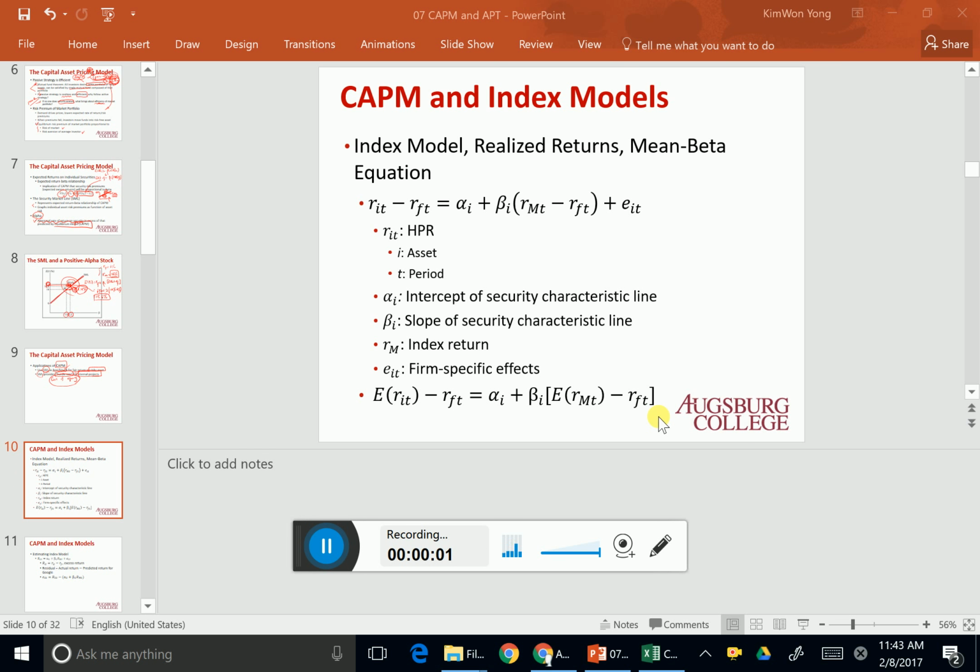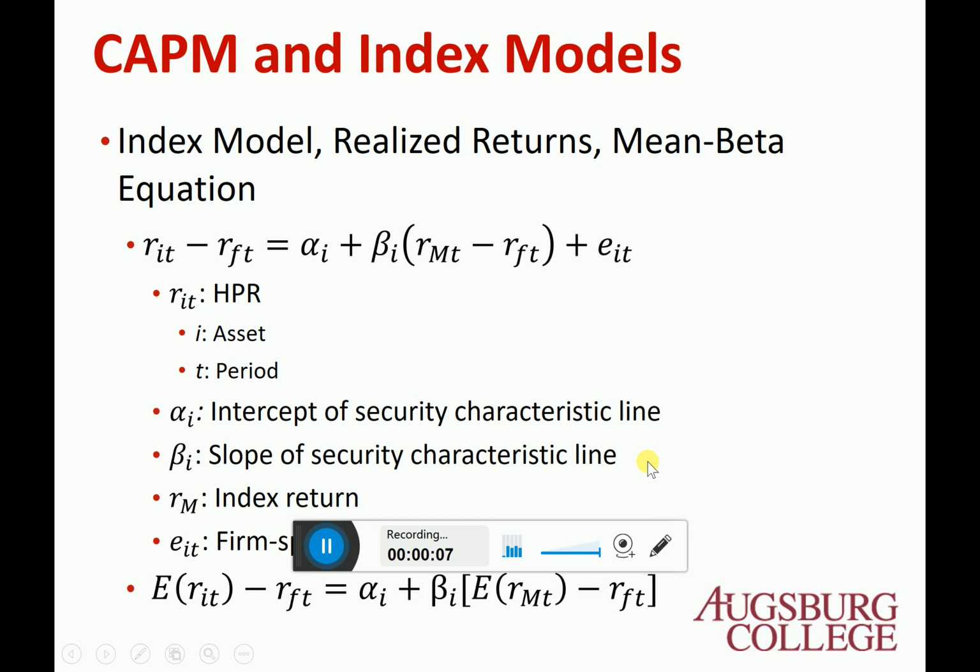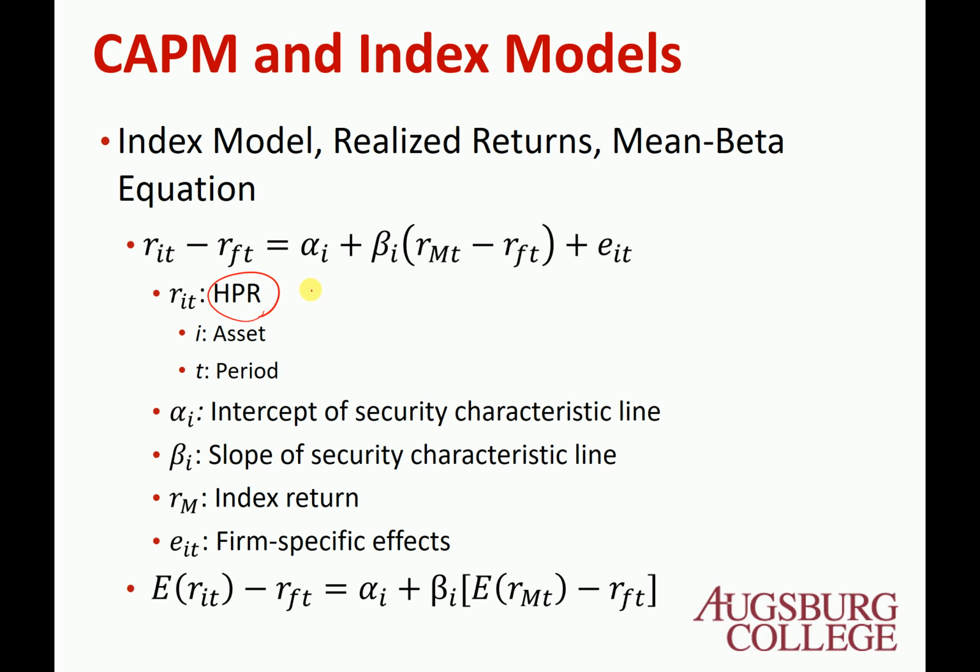Now let's talk about the CAPM and index model. Let's estimate that. To estimate this model, we have to use real data, called the holding period return. Historical data. We use the data when we estimate this alpha and beta using these real numbers.